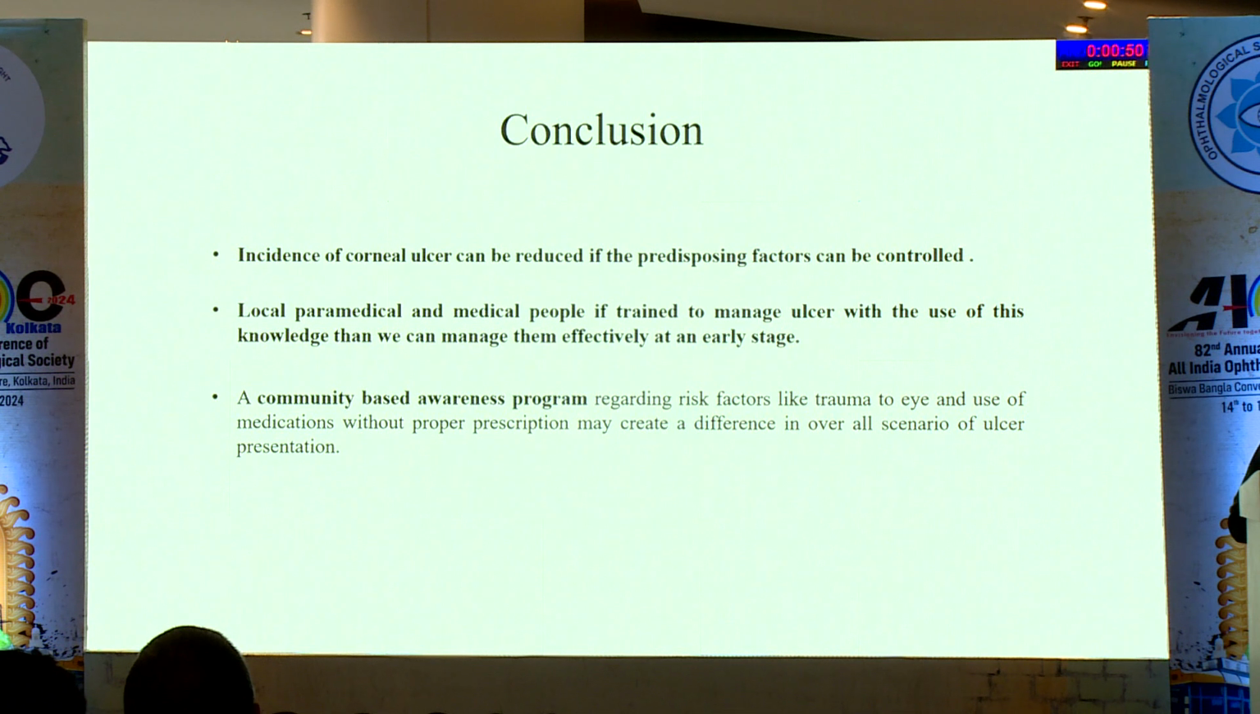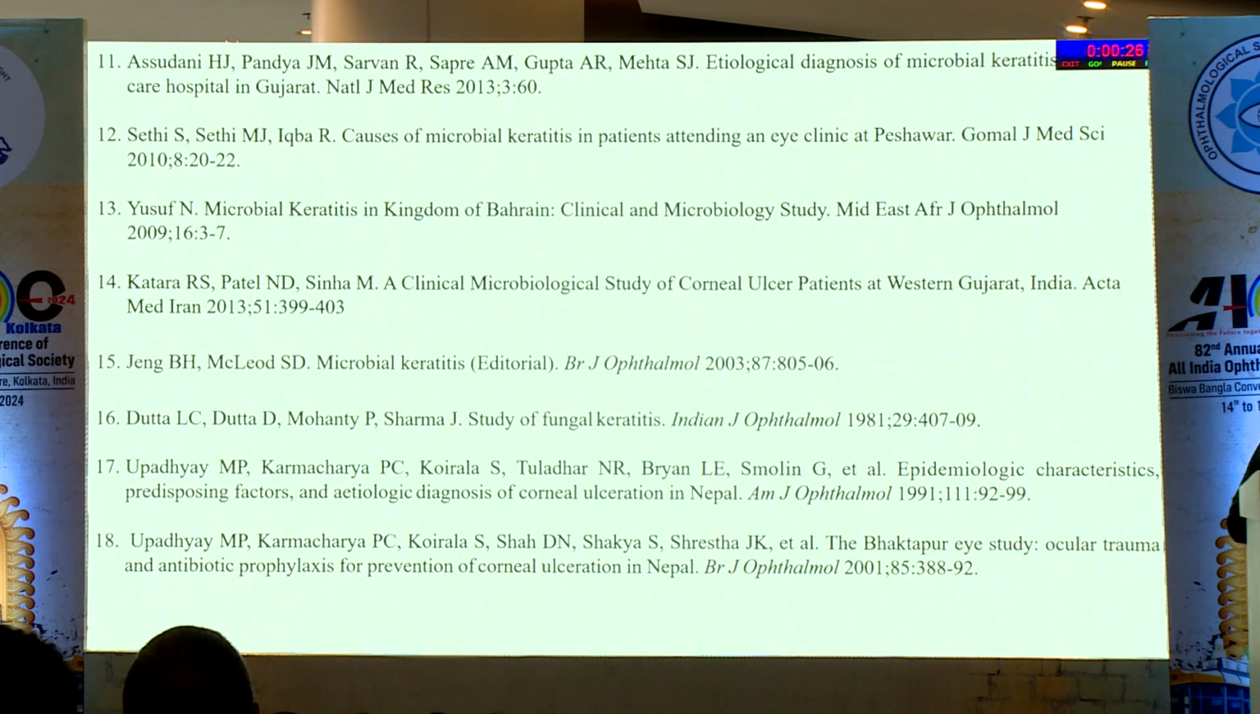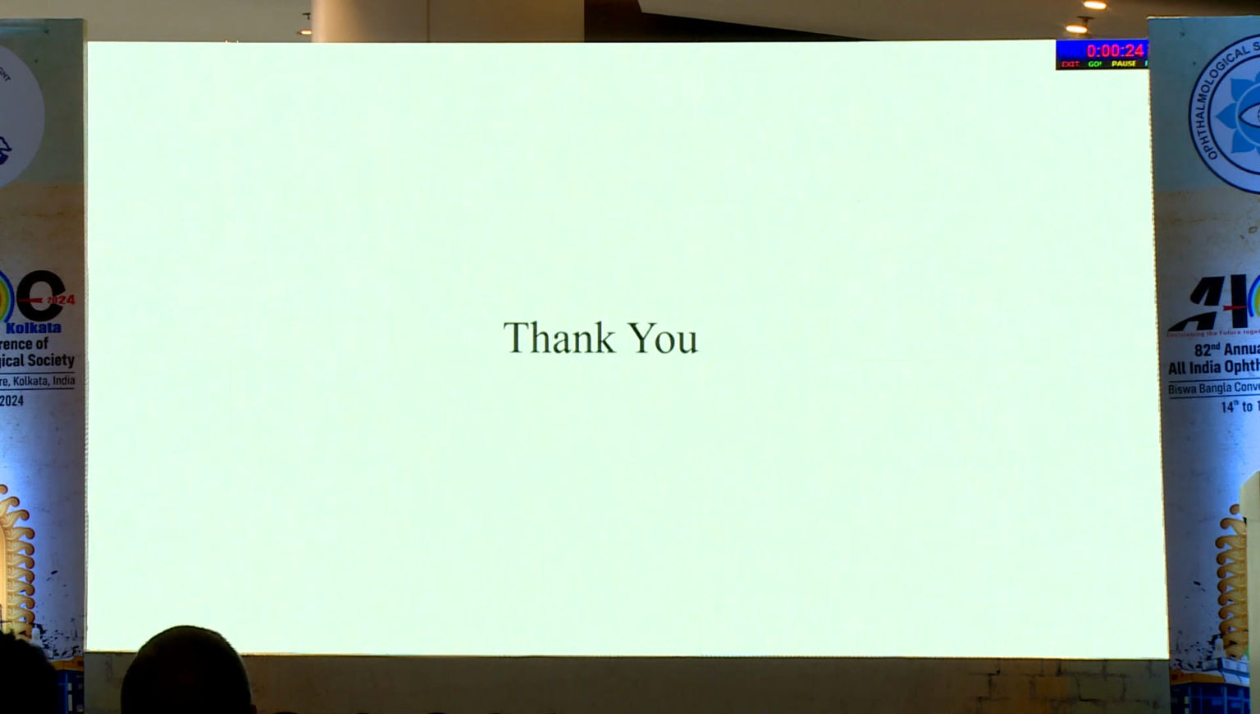In conclusion, I would like to say that the incidence of corneal ulcer can be reduced if the predisposing factors can be controlled. Local paramedical and medical people, if trained to manage and identify signs of ulcer, can help in early presentation of these diseases. A community-based awareness program regarding risk factors like trauma to the eye and use of medications without proper prescription may create a difference in the overall scenario of ulcer presentation. These are my references. Thank you.